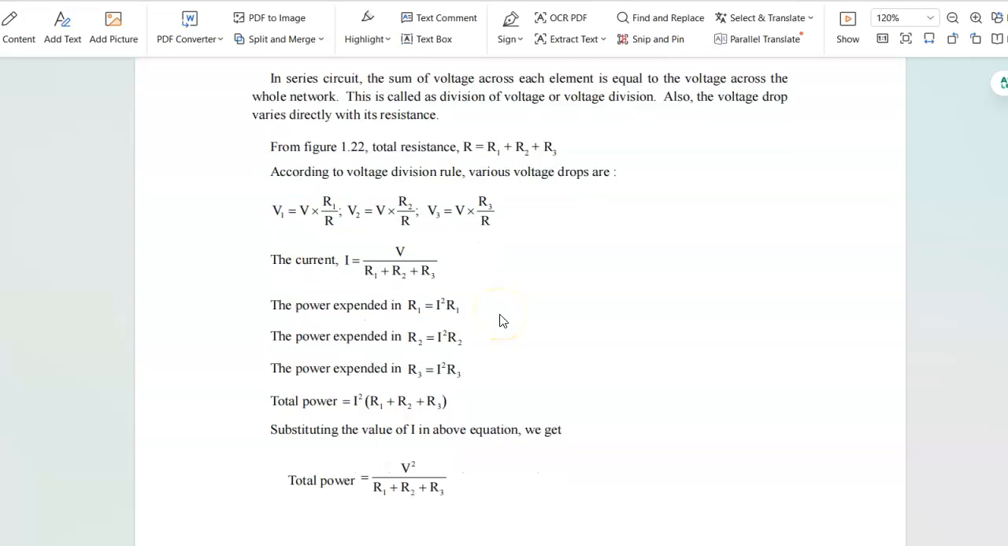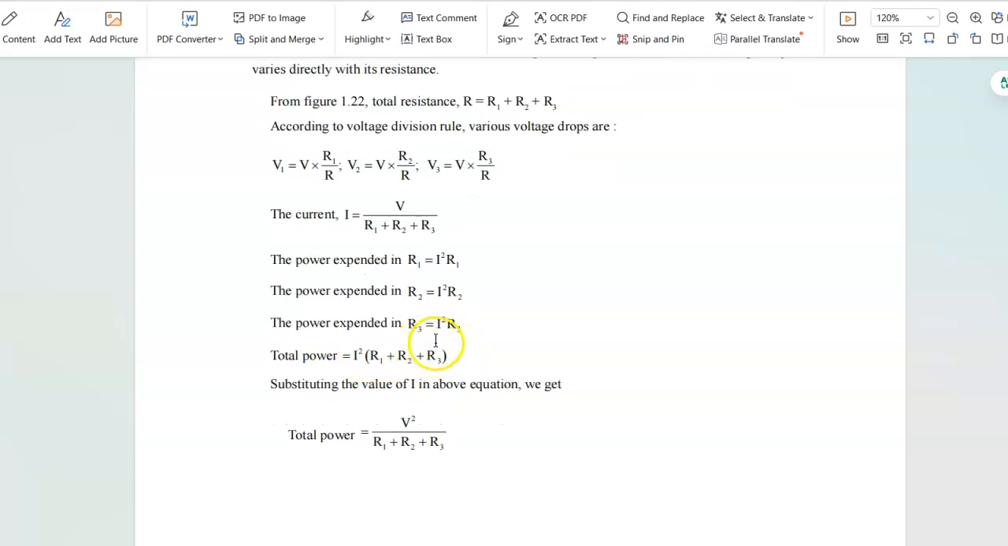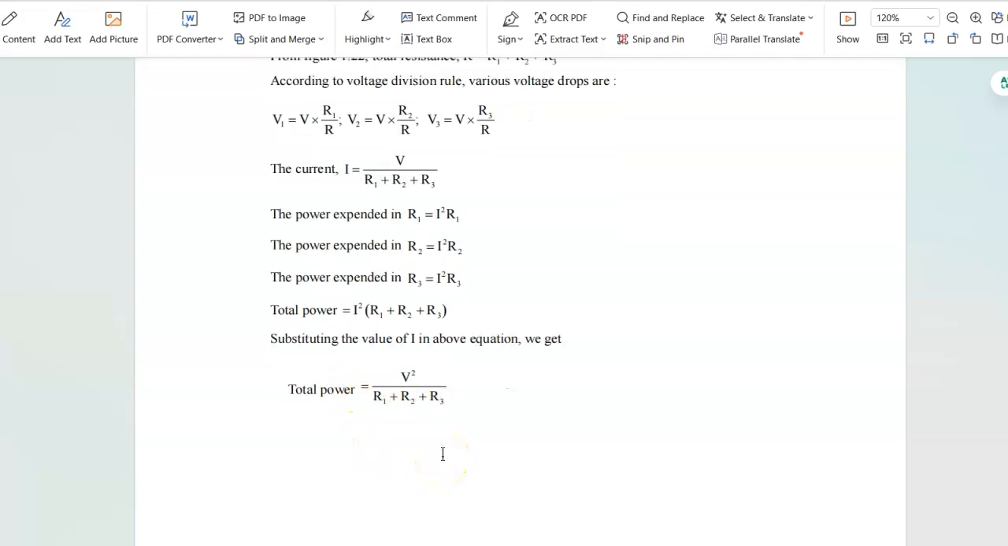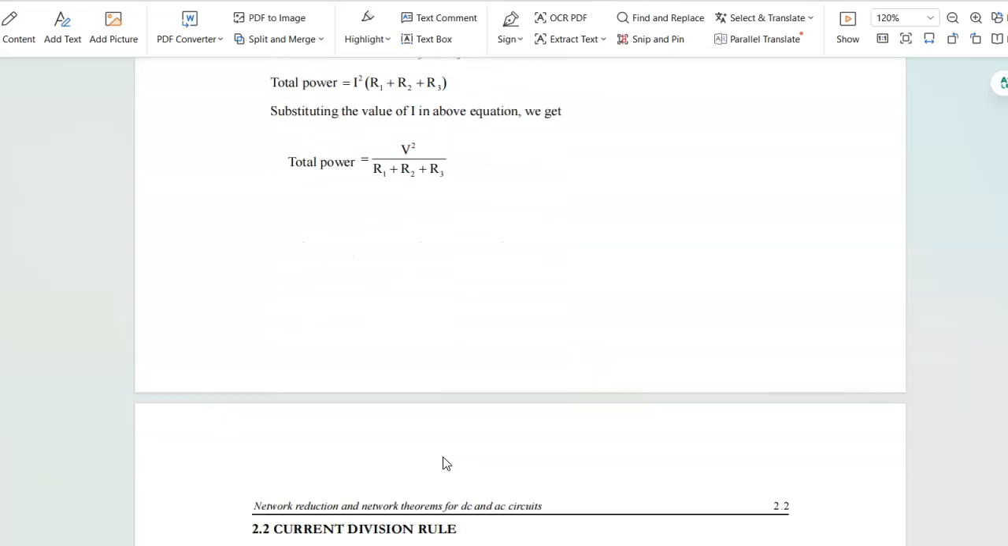So the current in the total network, total current I is equal to total voltage V divided by total resistance, the sum of resistances R1 plus R2 plus R3. Similarly we can calculate power also. Power in R1 is equal to I square R1, power in R2 is equal to I square R2, power in R3 is equal to I square R3, total power is I square into R1 plus R2 plus R3. So substituting the value of I in the above equation, we get total power is equal to V square divided by R1 plus R2 plus R3. So this is how voltage division rule is applied.